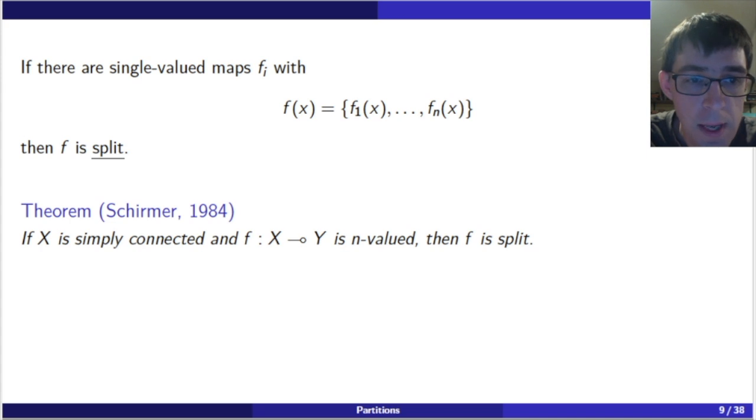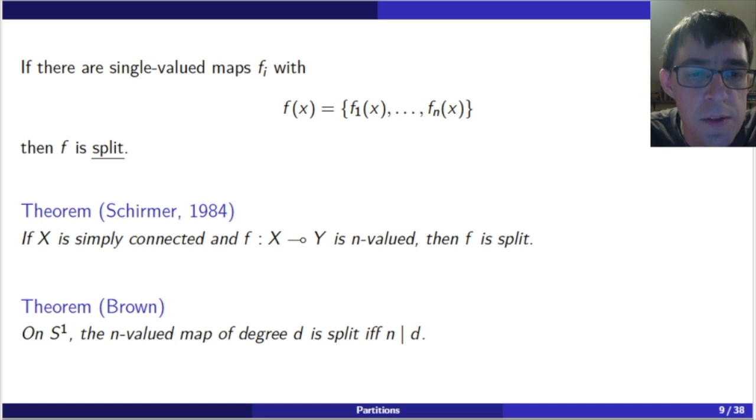And here's the theorem. This is from a paper by Helga Schirmer, who really did a lot of the groundwork for the theory of n-valued functions, at least as it pertains to topological fixed point theory, which is my angle on this. If the domain is simply connected and you have an n-valued function, then it is automatically split. So this is a really important theorem in the development of the fixed point theory for n-valued maps. It says if your domain is simply connected, then everything is split. Simply connected means there are no holes in the space, so the circle is not simply connected, which is why there are some examples on the circle which do not split. But if it is simply connected, it automatically splits.